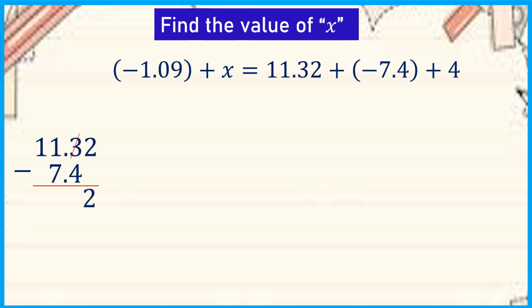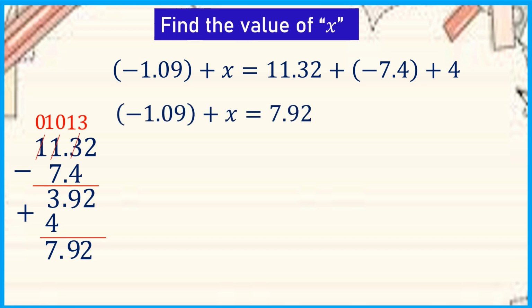So bring down 2, borrow 1 from 1. So it becomes 13, 1 will become 10, 1 will become 0. So 13 minus 4 is 9, and 10 minus 7 is 3. So we have 3.92. And then we are going to add it by 4. So we will be getting 7.92. So at the right hand side of the equation, we have 7.92 and copy negative 1.09 plus x.